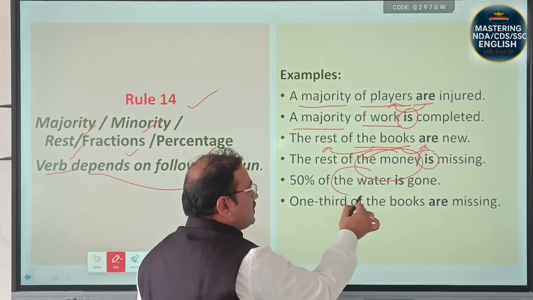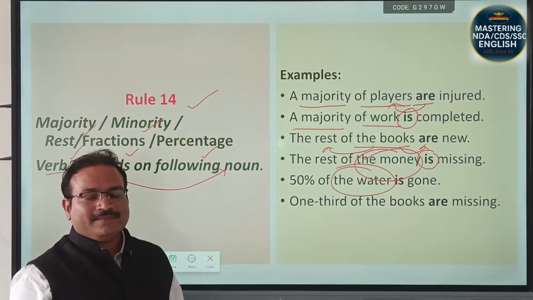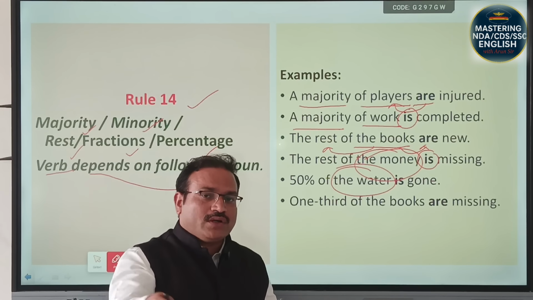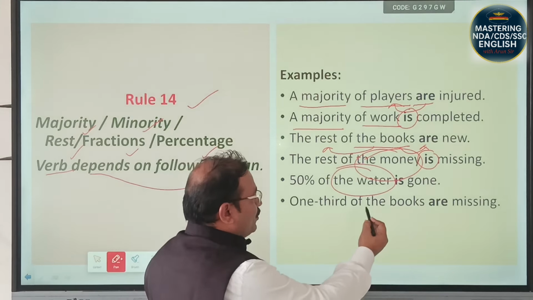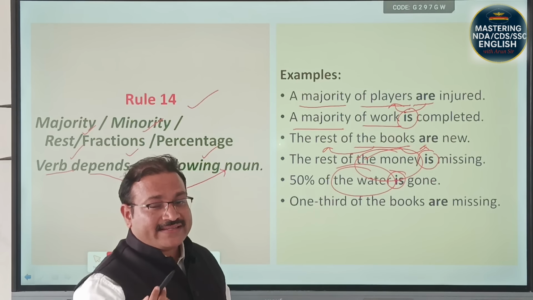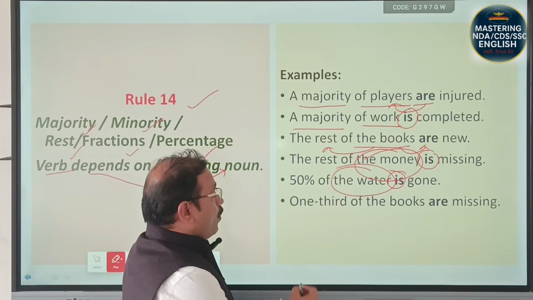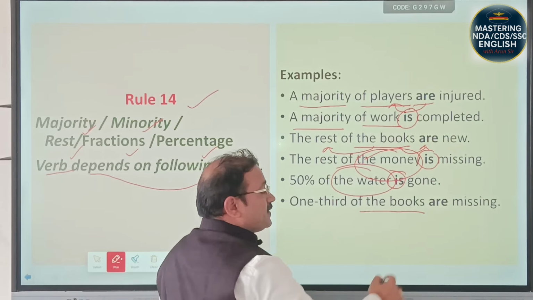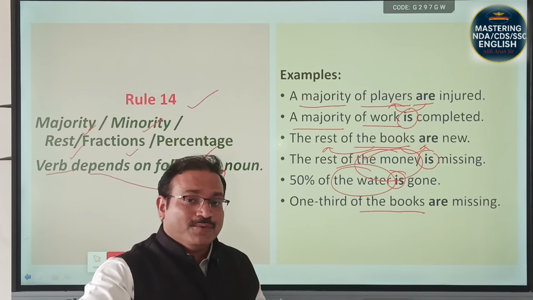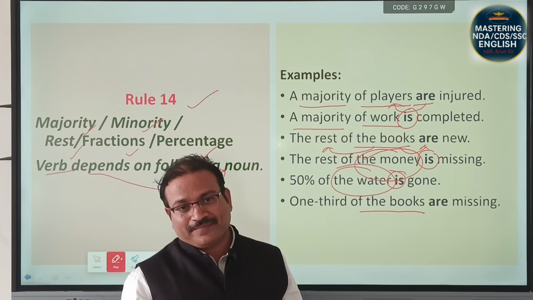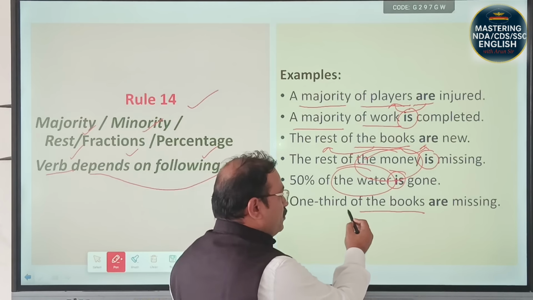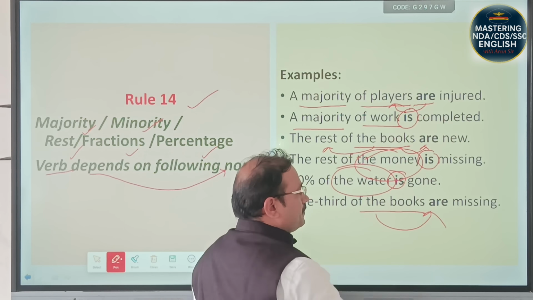50% of the water. Now water is what? Uncountable. So 50% of water is uncountable. So again a singular verb. Uncountable, singular. Take a singular verb. 1/3 of the books. Books, again countable nouns. So 1/3 of books will be countable. So it will be plural and will take a plural verb.